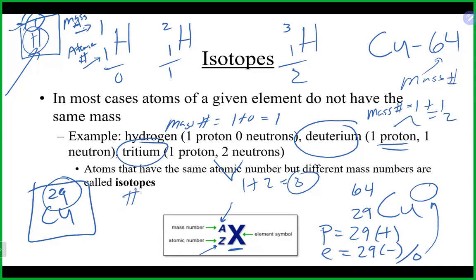Number of neutrons in this case would be 64 minus 29. Feels like a lot. 35 maybe. I'm going to try it without the calculators. Hopefully I did not too bad. But that will be 35 in this particular case. Any questions on that there?